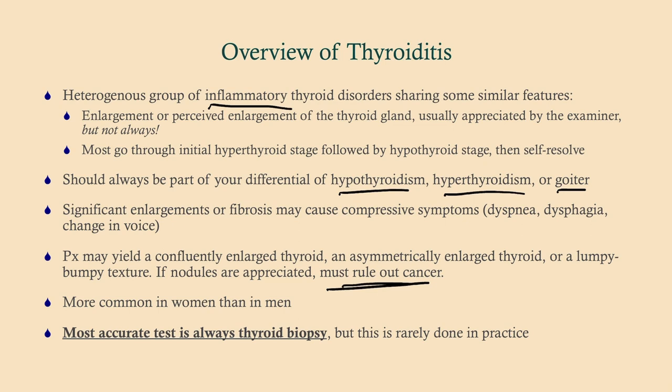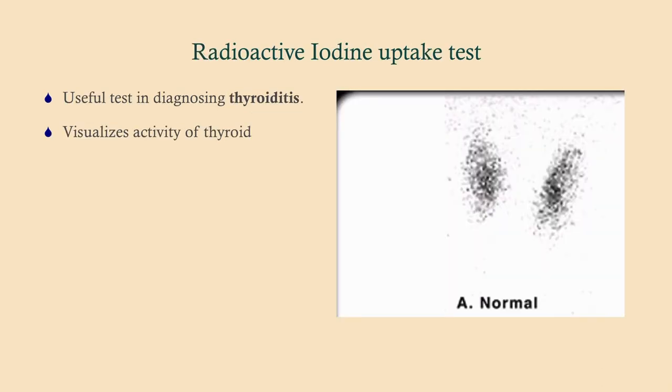Thyroiditis tends to be more common in women than in men. There is only one thyroiditis that's equal in the sexes, and it'll make a lot of sense when we get to it why that is. The most accurate test, I'm not going to bring this up with every thyroiditis, the most accurate test for any thyroiditis is a biopsy, an open biopsy. But for most thyroiditides, we do not do that. We don't need to do that. We can diagnose it based on labs and based on clinical presentation.